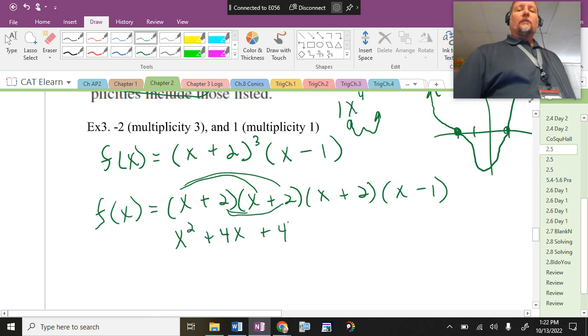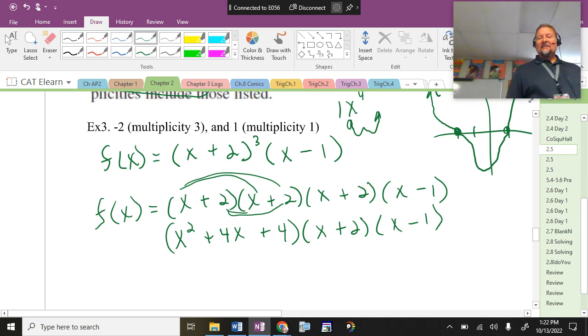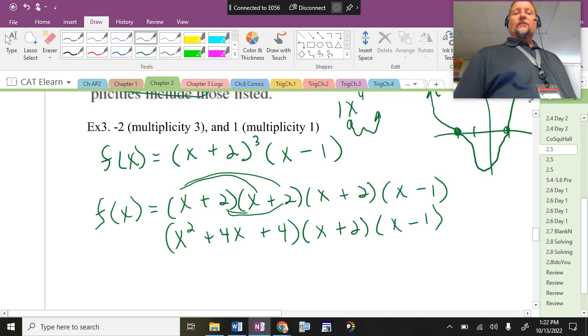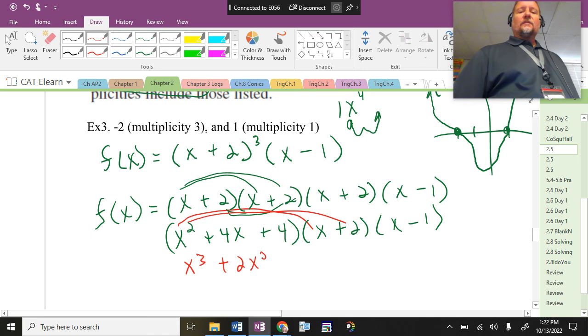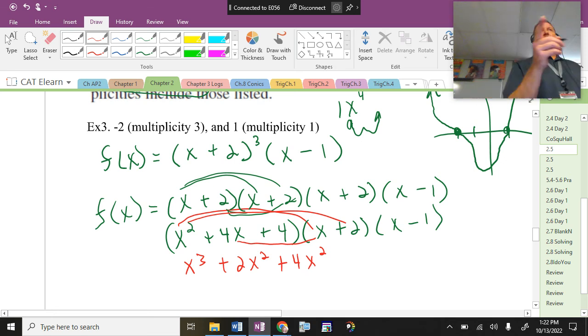And then you should be able to be a good foiler. 2x plus 2x is 4x. Let's get nuts. So again, x squared, and then 2x and 2x is 4x, and then 2 times 2 is 4 at the end. Now I might use colors. This is x cubed. This is 2x squared. What I see people doing that's a little goofy is they don't combine those like terms, and then they start multiplying by x minus 1.